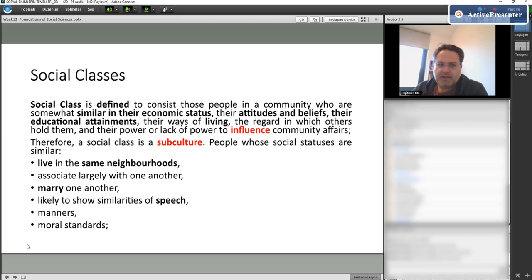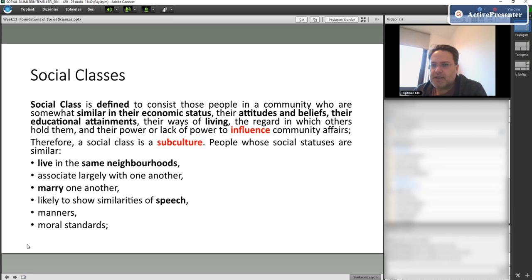So we define social class to consist of people in a community, a community being what we call a social context, who are somewhat similar in their economic status. We said economic status is occupation, income, and education. From those dimensions, they resemble each other. They are similar in their attitudes, so how they behave, their conduct and belief systems. You could think of norms and values, their educational attainments.